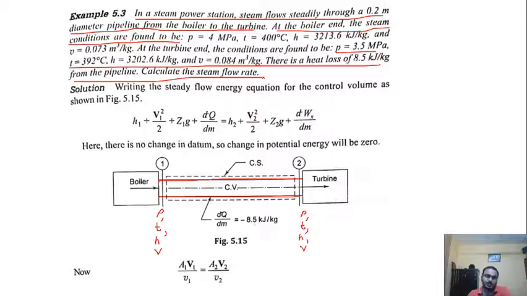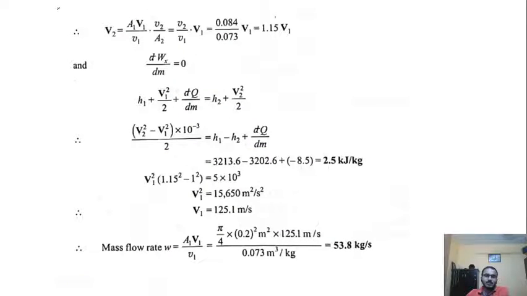So again, here also we have applied the steady flow energy equation for this pipeline. There is no change in the datum. So as there is no change in the datum, the change in potential energy will be 0. So these two will be removed from our equations. So now first we are applying the continuity equation over here. So based on the continuity equation, we can obtain the ratio of velocity.